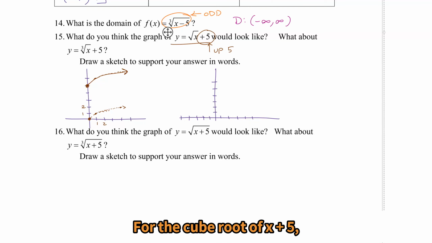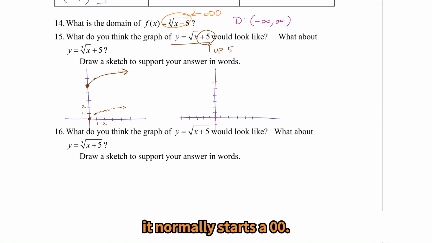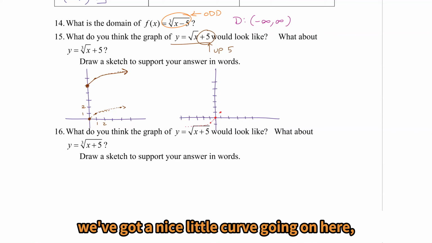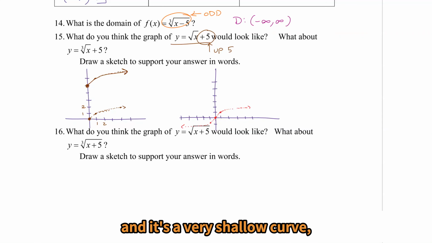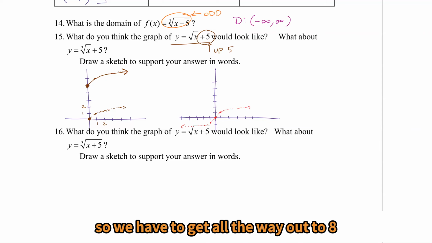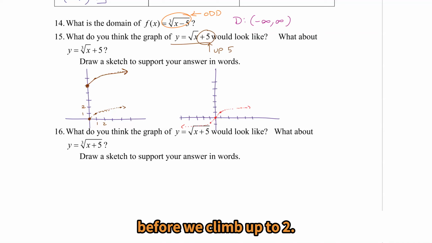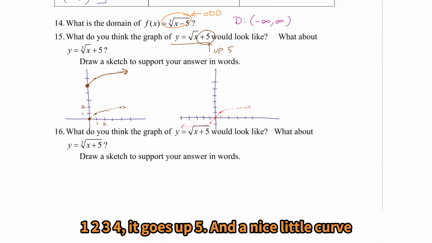For the cube root of x plus 5, it normally starts at 0, 0. We've got a nice little curve going on here, and it's a very shallow curve because when x equals 8, y equals 2. So we have to get all the way out to 8 before we climb up to 2. So add 5 here, it's the same thing. 1, 2, 3, 4, goes up 5, and a nice little curve going through.